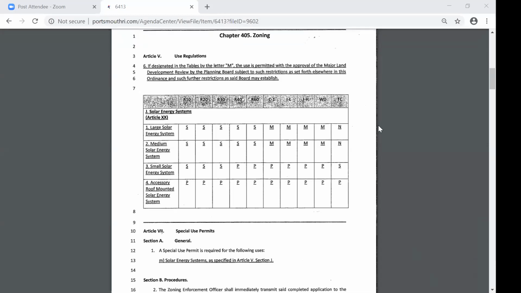Again, I don't have any problem with changing the P's to S's for the small system. And if you think a commercial is different than a residential, but these by definition have to be, a commercial spot that's a 20,000 square foot spot on East Main Road is not going to be anything but a small solar if it's going to be anything at all.